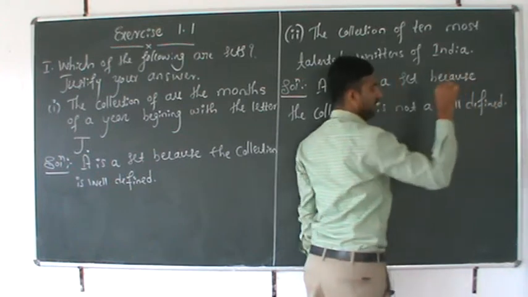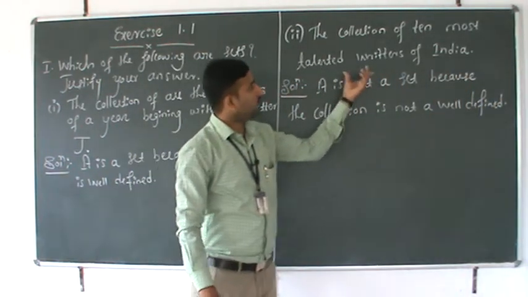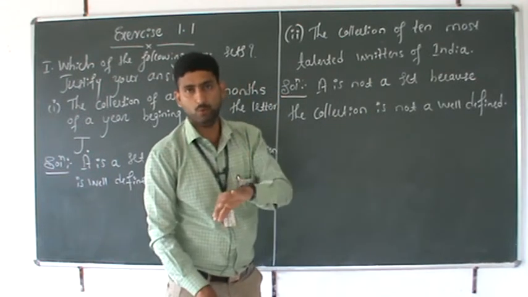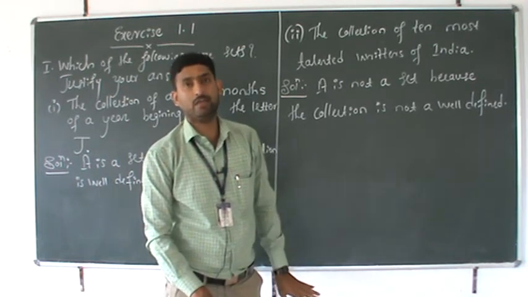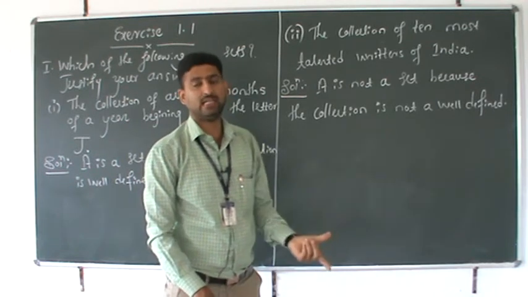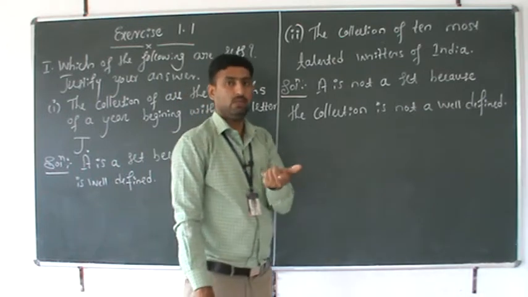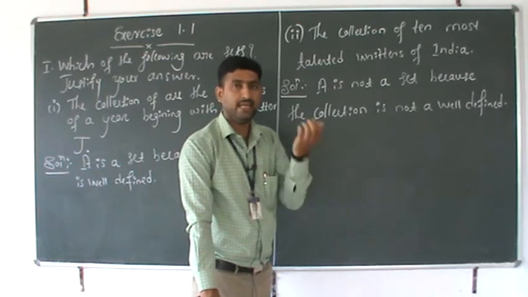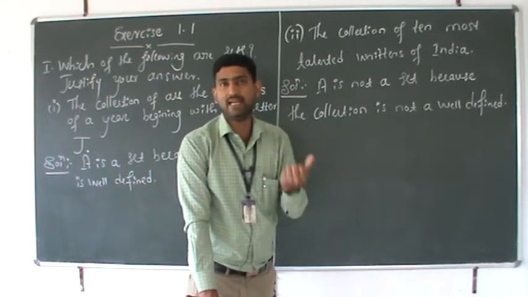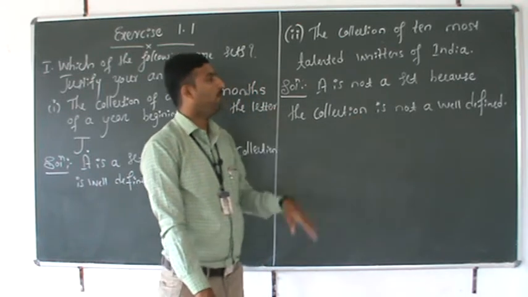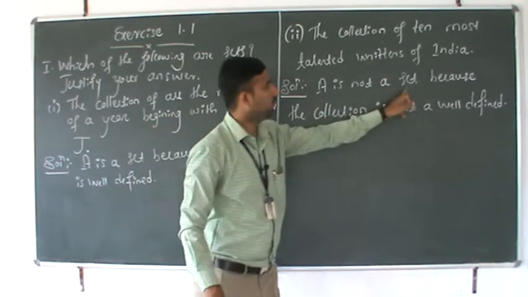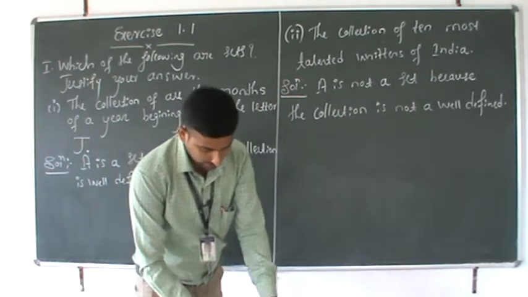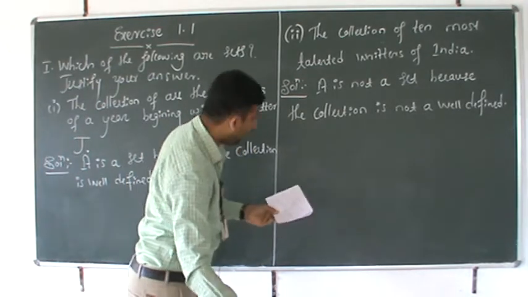Collection is not well defined. Here, 10 most talented writers, if X% says something, Y% need not say the same, they may say different things. That means there is no accuracy. Correct? There will be a difference in opinion. It goes by opinion or their belief. Some writers' X% need not be what 10 writers Y% say. So it is not well defined, therefore it is not a set, because the collection is not well defined.